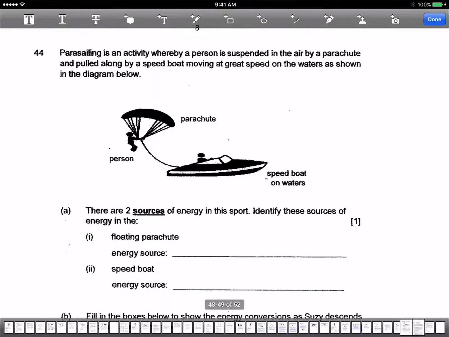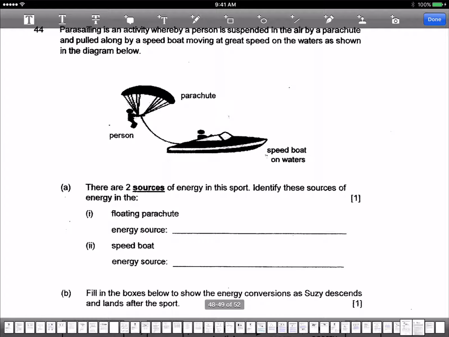Okay, last one. Parasailing. There are two sources of energy. Identify these sources of energy. Floating parachute. Wait. Energy source, right? They're not asking you about the energy. They're asking you about the energy source. Floating parachutes. What energy does it have? Floating. Gravitational. Frictional. Okay, but why is it friction?